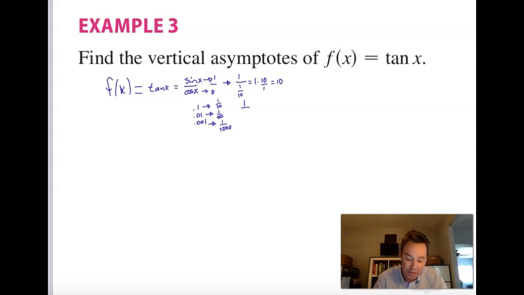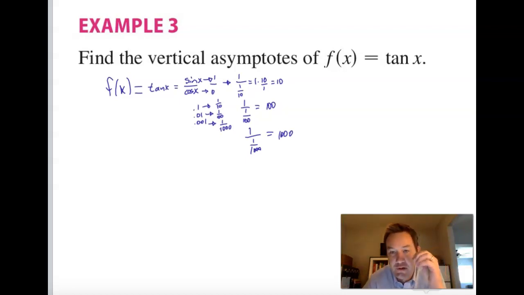So then like 1 divided by 100th ends up being 100. 1 divided by 1,000th, keep doing that, equals 1,000. So as my denominator gets smaller and closer to 0, the overall fraction will end up being larger and larger, giving us an infinite limit. So what we want to think about is, okay, well, when is cosine 0?